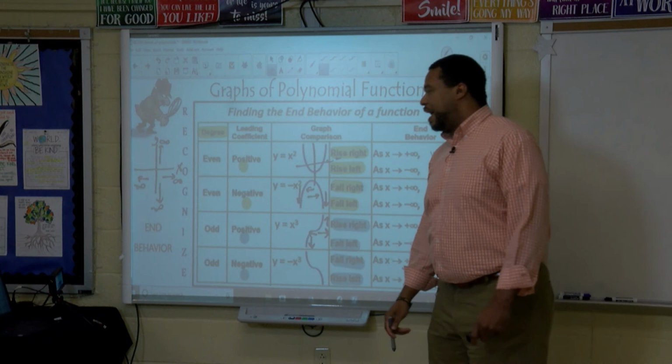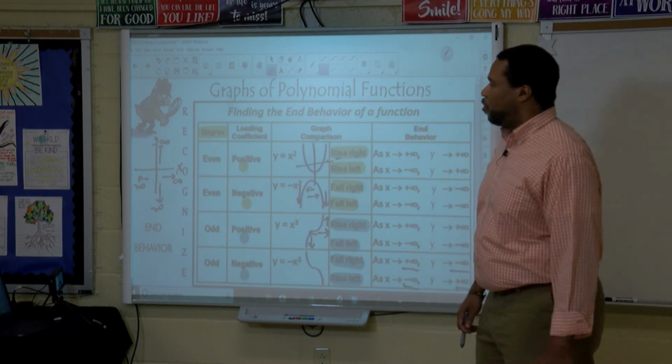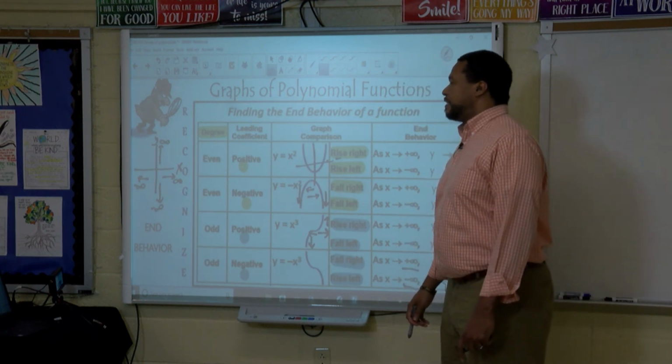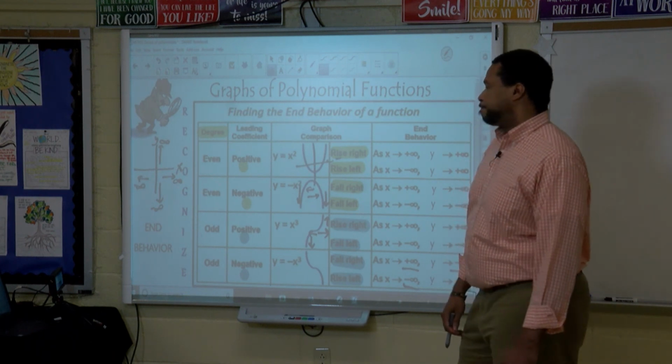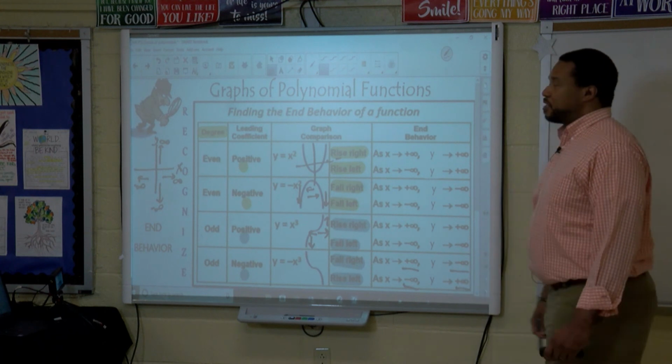I understand this is a lot, but those are characteristics you should know for the end behaviors of the graphs of polynomial functions. Let's look at some examples.